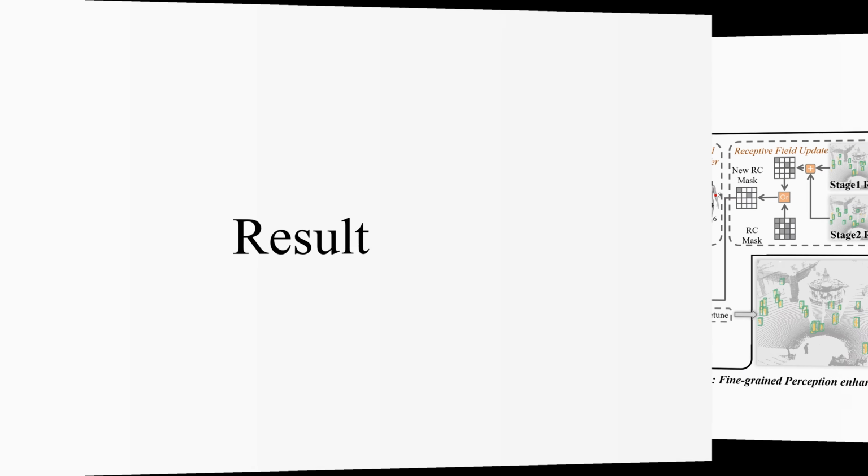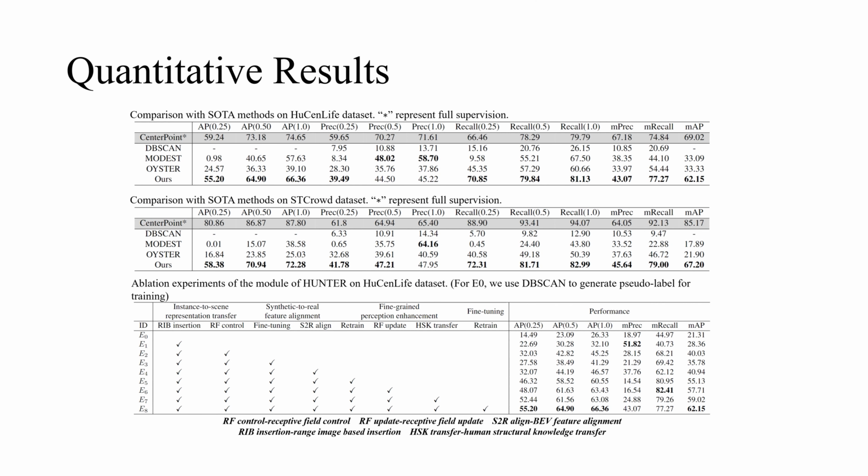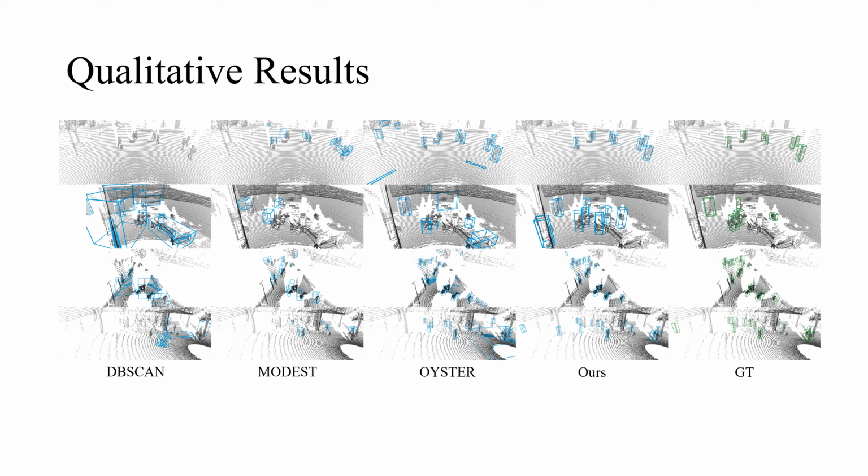Result. We provide comparison against SOTA methods on HuCenLife and STCrowd. We conduct experiments against 3 unsupervised detection baselines: DBScan, Modest, and Oyster. Our method surpasses Modest by 87.8% and Oyster by 86.5% in terms of mAP on HuCenLife. Our method performs closely to fully supervised method and dominates the table on STCrowd too. The third table provides our ablation study results. Our method's effectiveness is proved in that table. Qualitative results. We provide qualitative results on both HuCenLife and STCrowd.